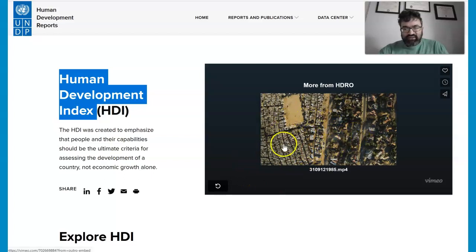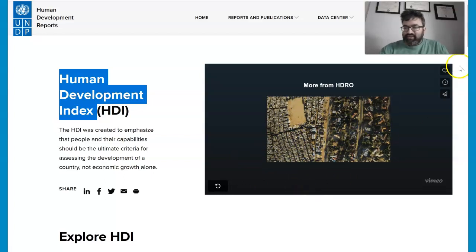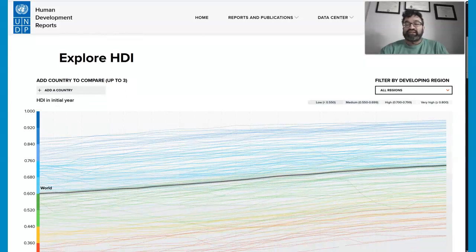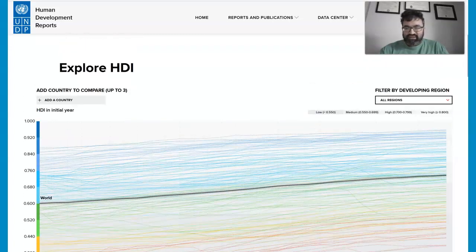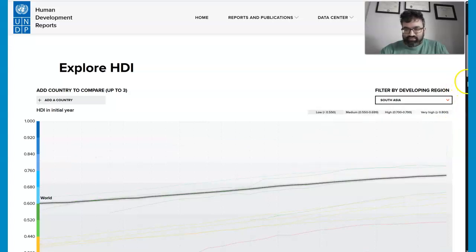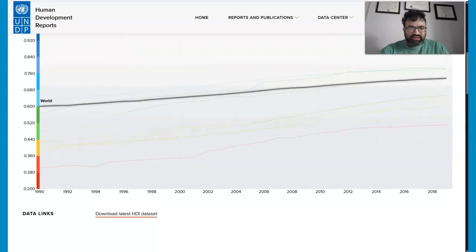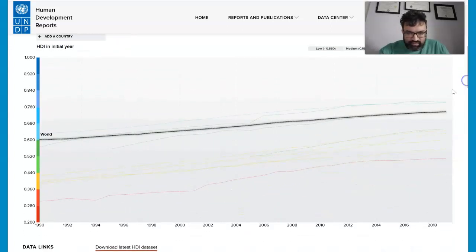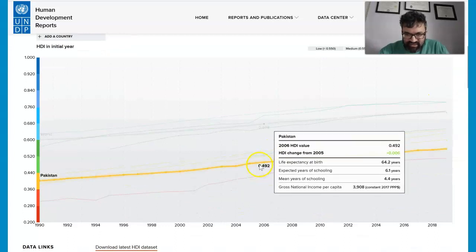So you can read a little bit more about this Human Development Index here. Scrolling down a little bit, we can explore the HDI in all regions or add a country. So I'm just going to take a look at South Asia. And when you look at the world, and then filter by developing region, and look at South Asia, you see some comparisons here.